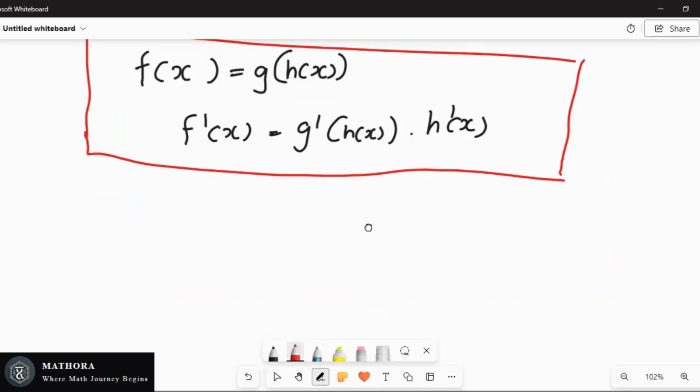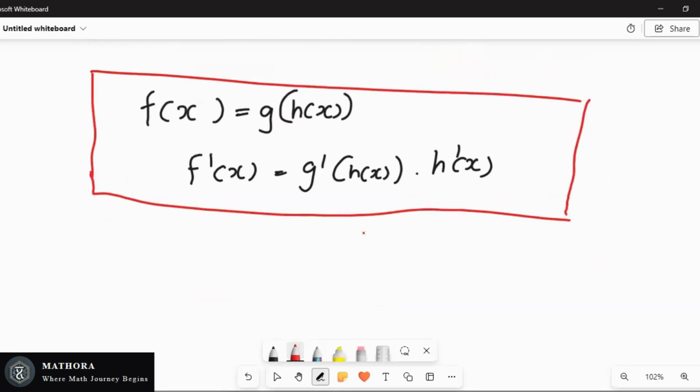First, differentiate the outer function. That means the g function, but leave the inner function h(x) alone. Then differentiate the inner function h(x) normally. Finally, multiply the two derivatives together. It's that simple, right?